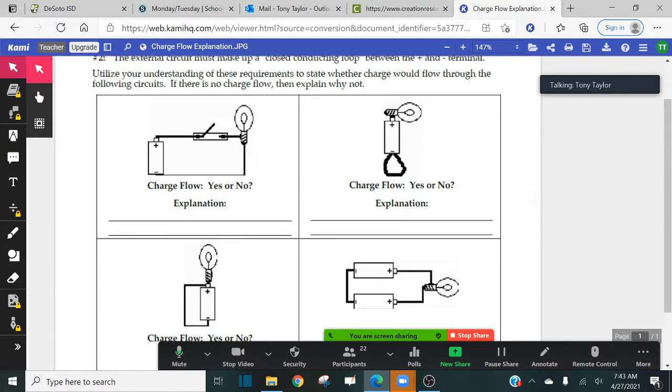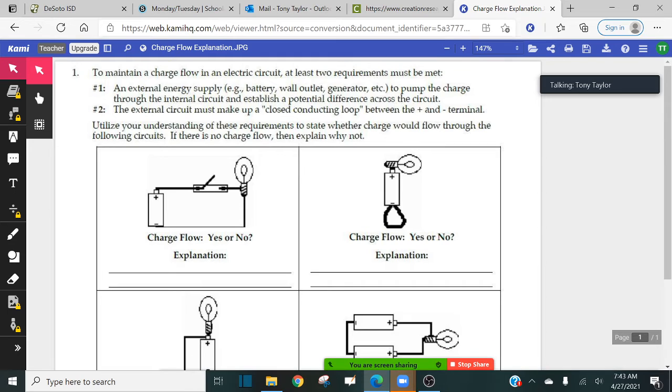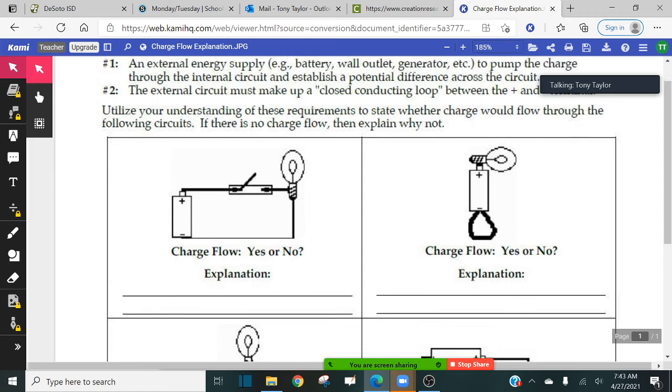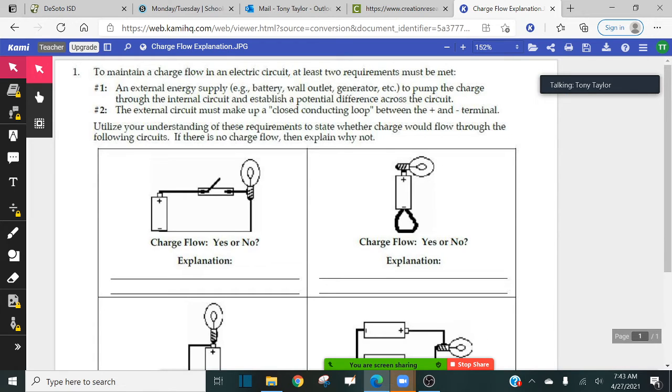Okay, so guys, I want you guys to help me out here as we answer these 4 questions. Again, we're just going to do a little bit of this before we get to the assignment.